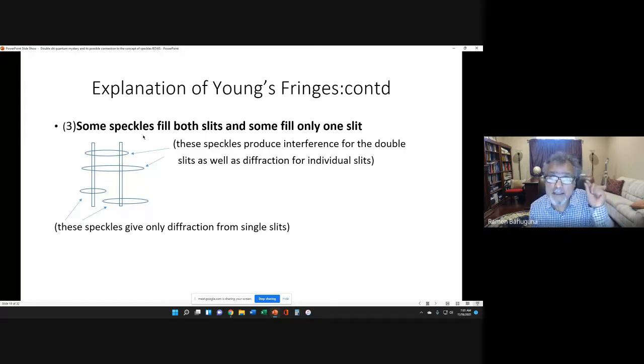But if you make the slit source very narrow, most likely all the speckles are elongated enough to cover both slits, and you get a very good contrast in the interference pattern.